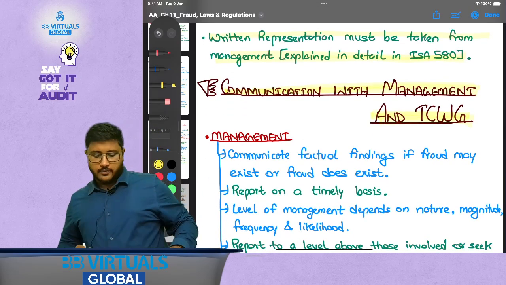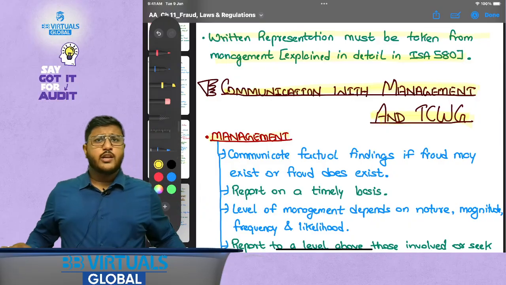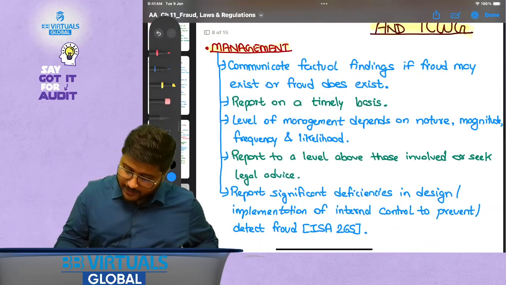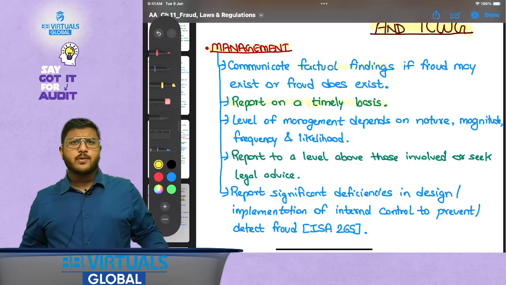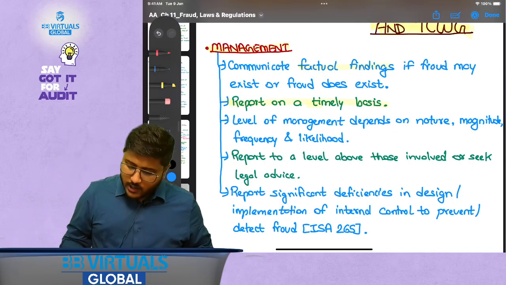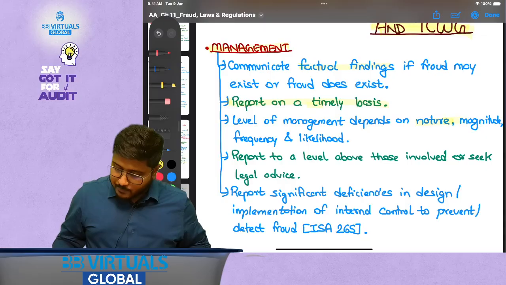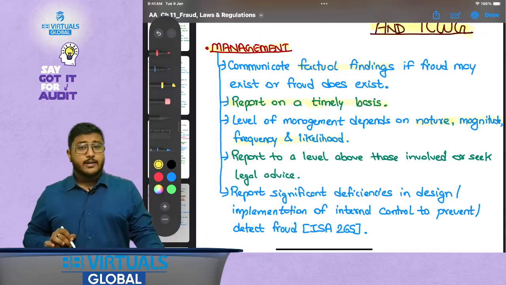Communication with management and those charged with governance. So, what do you need to communicate to management? Communicate factual findings, if fraud may exist or fraud does exist. Report on a timely basis. What is timely basis? It depends on the professional judgment of the auditor. The level of management depends on nature, magnitude, frequency and likelihood.